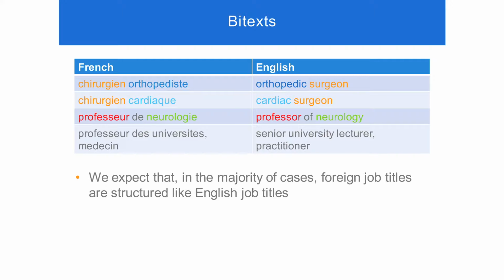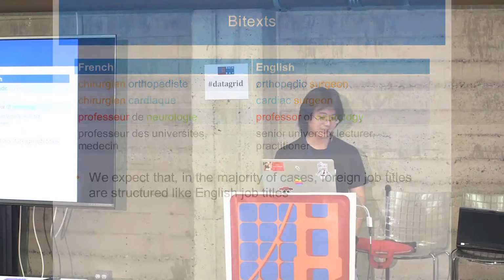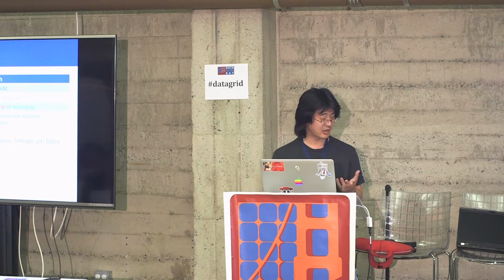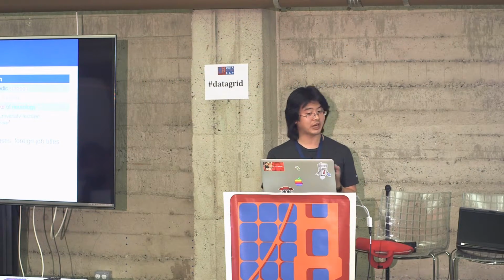There are some edge cases, like this example, professeur de université, sorry, my French accent is fairly terrible. Professeur de universités and médecine. This translates to senior university lecturer practitioner. This does mean the same thing, but we see some differences. Professor translates to professor, but here it translates to lecturer. Medicine usually translates to doctor, and here it translates to practitioner.